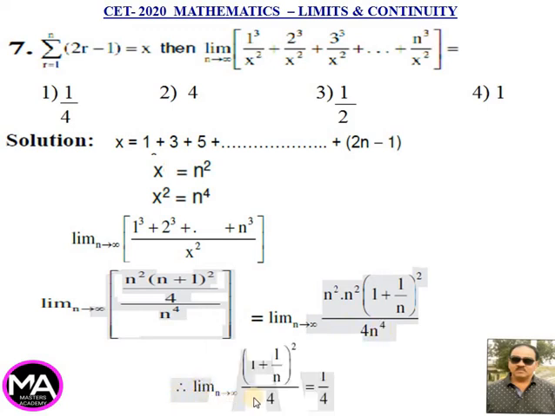Therefore, limit n tends to infinity, n to the power 4 and n to the power 4 get cancelled, (1 plus 1 by n) whole raised to the power 2, divided by 4, that is equal to 1 divided by 4, that is there in option first one.